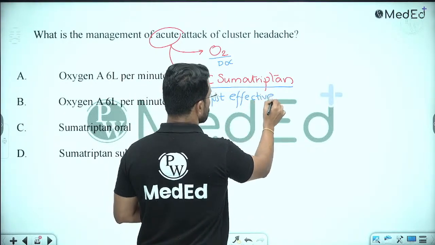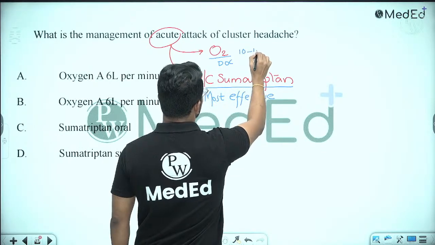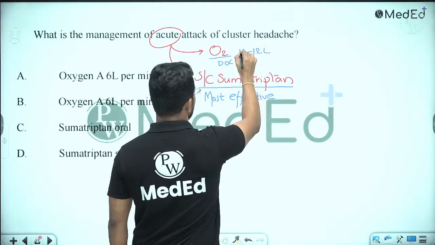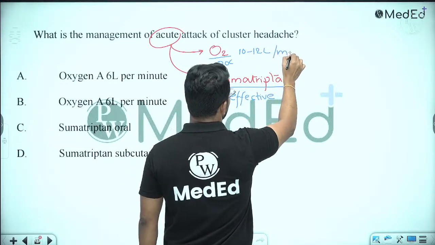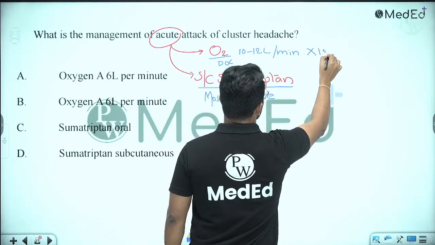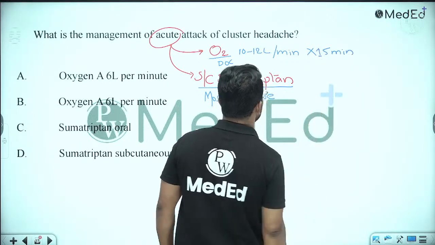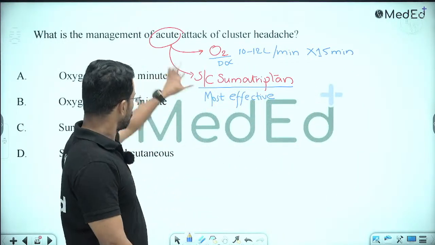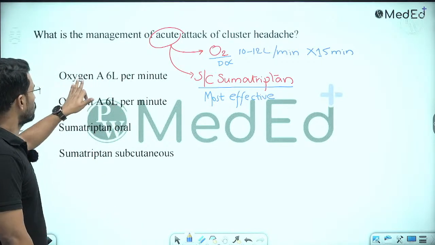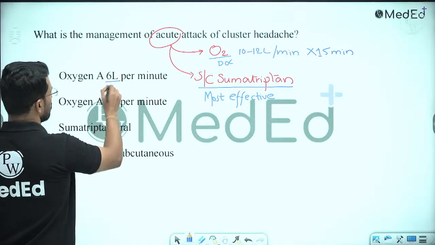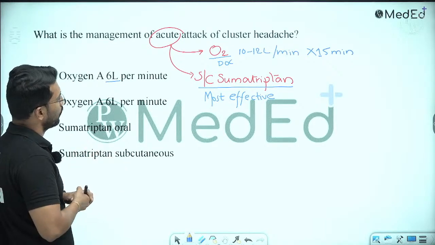But how much oxygen? 10 to 12 liters per minute. High flow oxygen, 10 to 12 liters per minute for a period of at least 15 minutes to get the patient to experience relief from the headache. Okay, so choose which suits here now. Oxygen at 6 liters per minute? No, doesn't fit into the picture, right?